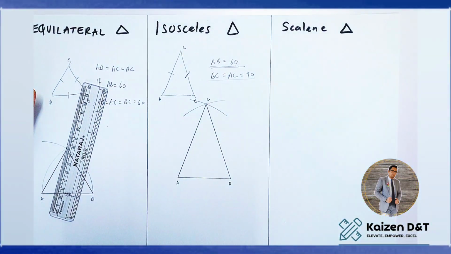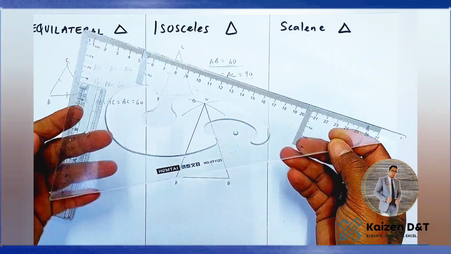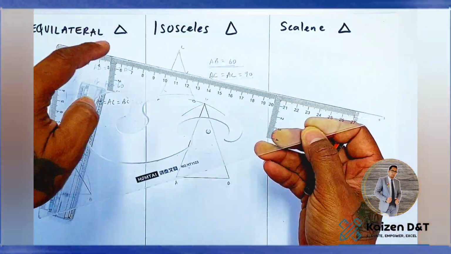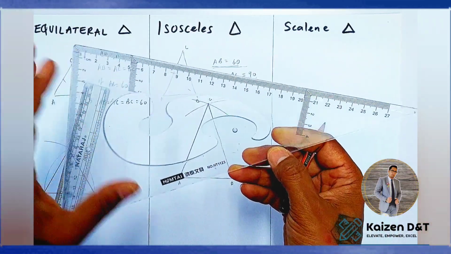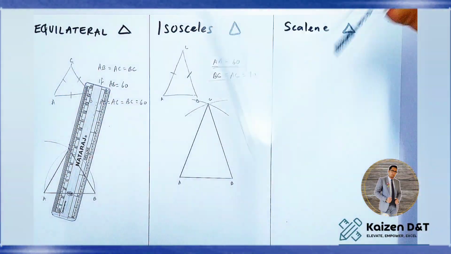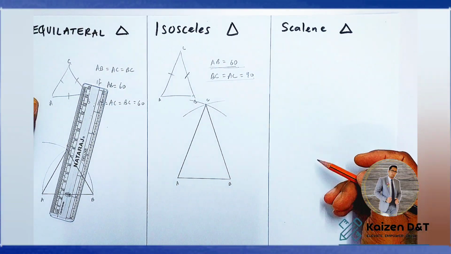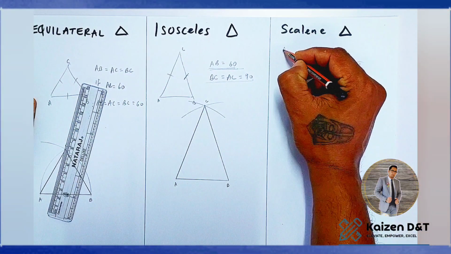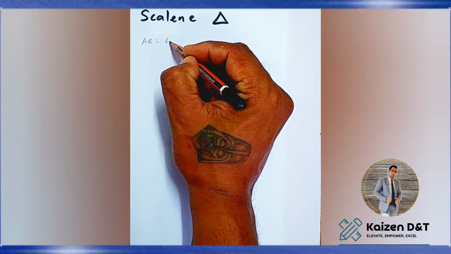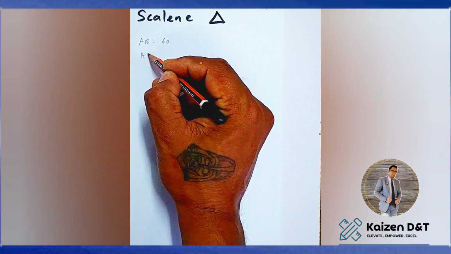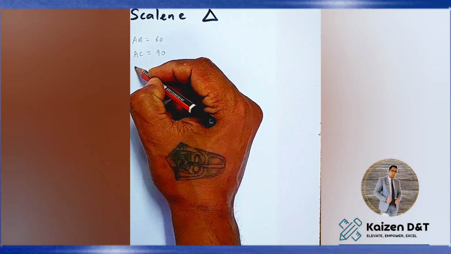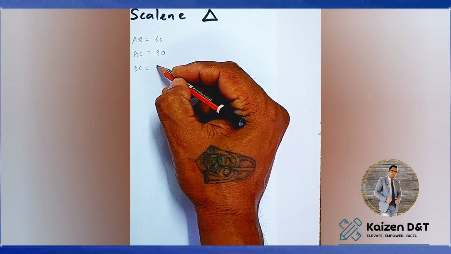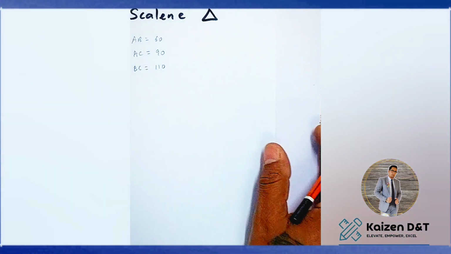In a scalene triangle, this is an appropriate example where this side, and this side, all of these sides are not equal at all. So how do we draw a scalene triangle? Suppose AB is equal to 60 millimeters, AC is equal to 90 millimeters, and BC is equal to 110 millimeters.